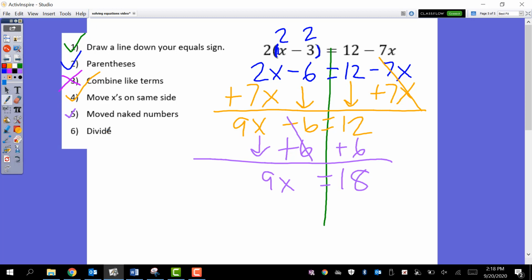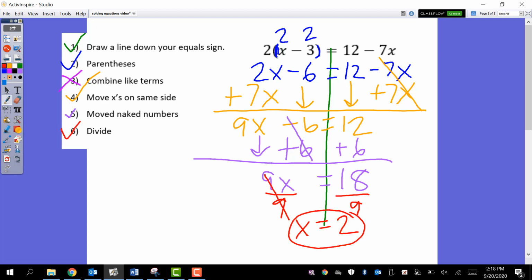Okay. Last step, we're going to divide. What am I dividing by? Well, what's the number with x? It's 9. So we're going to divide by 9. 9 divided by 9 is 1. That goes away. I get x equals 18 divided by 9 is 2 when you type that in. So that's my final answer.